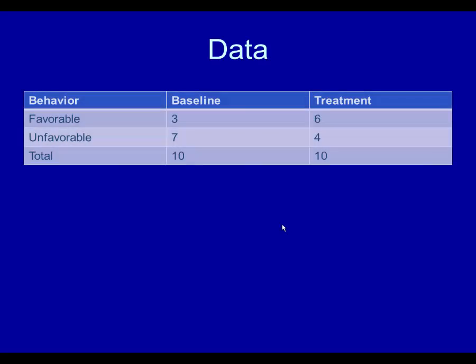This is what your data may look like. During the baseline, 3 measurements were favorable, 7 measurements were not. Treatment period, 6 measurements were favorable, 4 were not. So this looks like treatment was better than baseline. The statistical question is, was the data for the treatment period significantly better than that for the baseline?